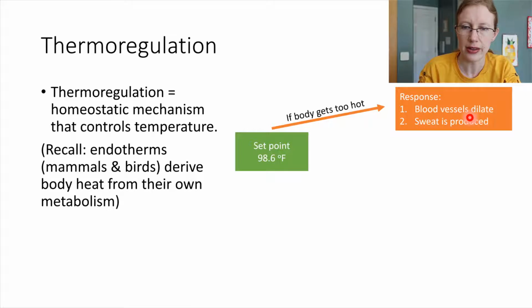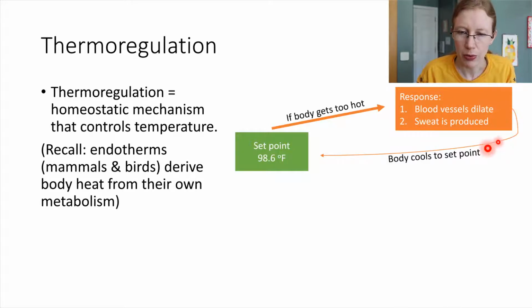And then the other key thing that takes place is we start sweating. So our sweat glands are stimulated to produce sweat. And what does that do? That helps us cool down, right? Because it provides a wet surface, and when evaporation happens, that evaporation will carry away some of the heat with it. So it helps to cool us down. So in the end, these two responses help to bring our bodies back down to the set point. So we've just corrected for that deviation.